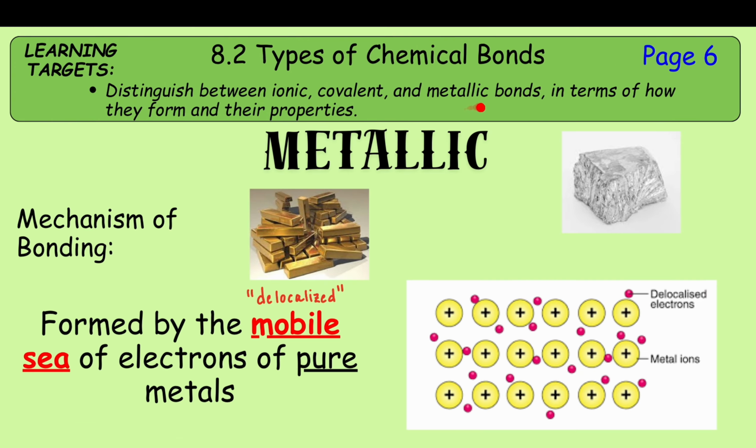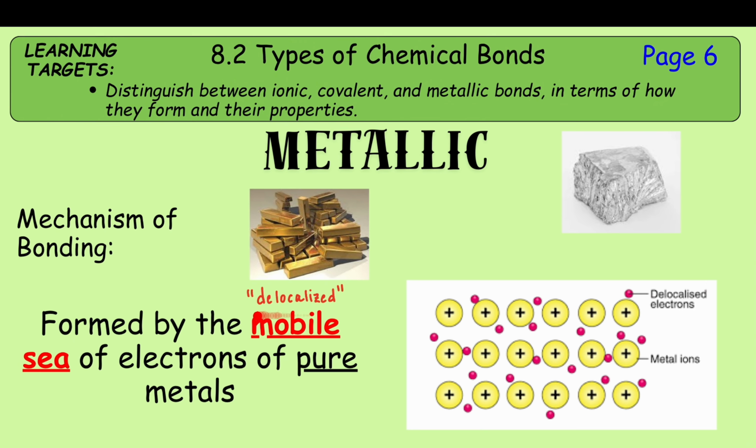The third type of chemical bond is metallic bonds. Metallic bonds will form between pure metals, where there's only one type of metal ion present. The important thing to remember about metallic bonds is that they have a mobile sea of electrons. Mobile means that the electrons are free to move throughout the whole substance and move around all of the different positive metal ions.